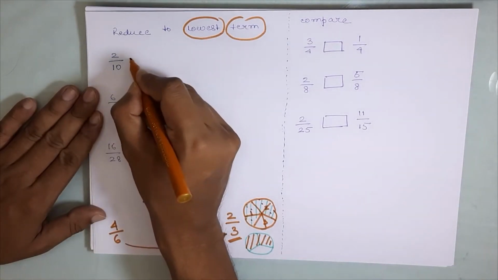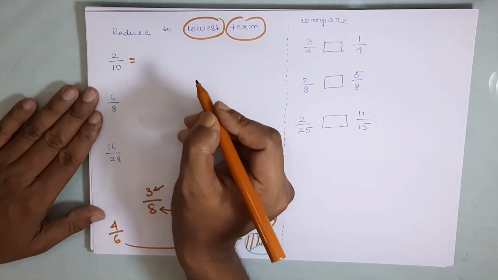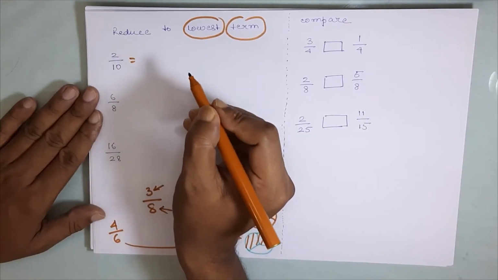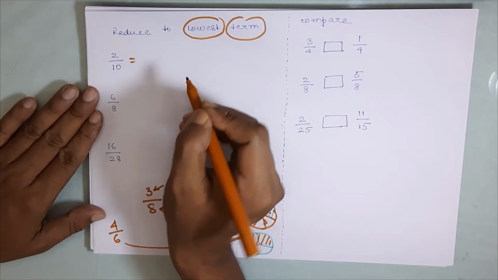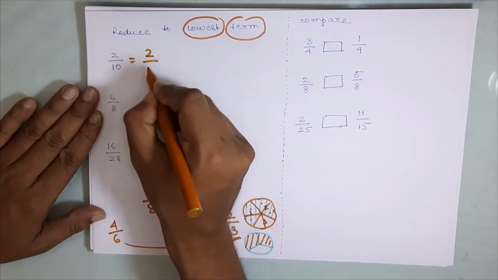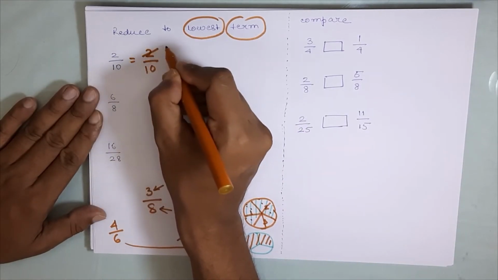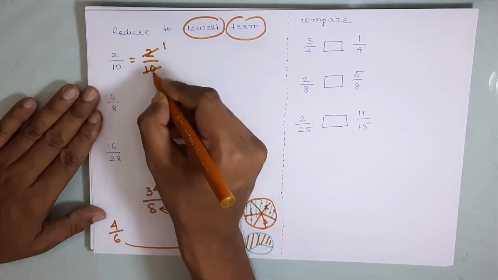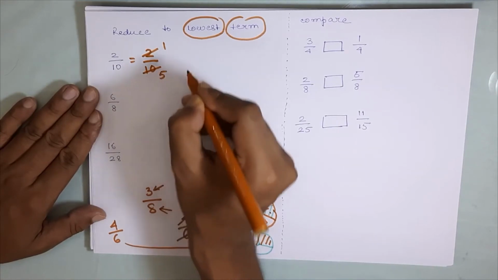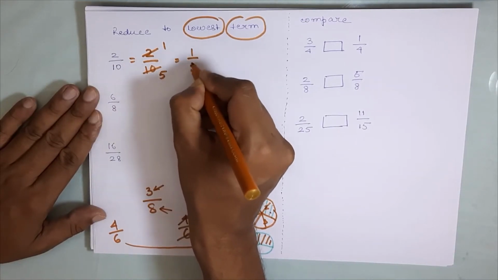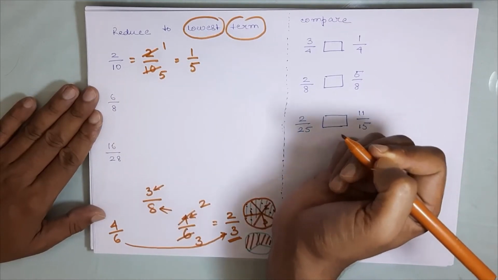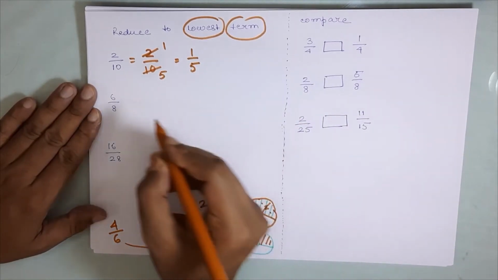So 2 by 10. Is there any common factor through which we can divide the numerator and denominator? Yes, 2 is the common factor. So 2 by 10, if I divide 2 by 2, we get 1, and 10 by 2, we get 5. So 1 by 5 is the lowest term. What will be the lowest term for 6 by 8?